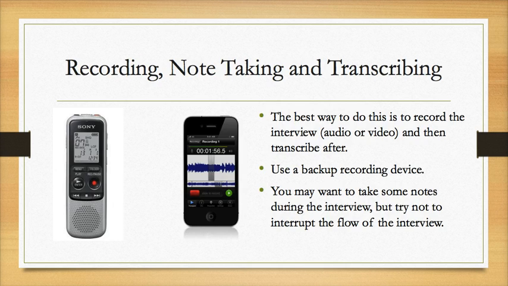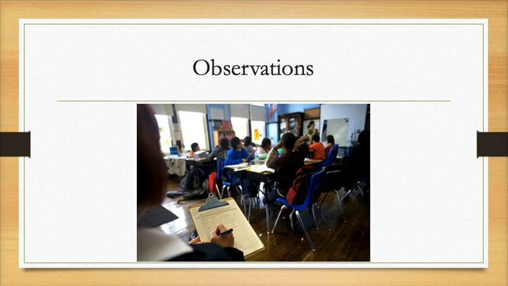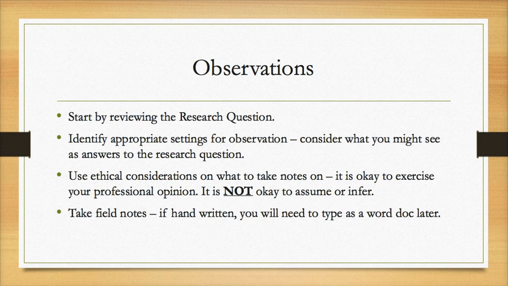Okay. All right. So next we're going to move on to observations. And observations is a second type of data collection in qualitative research. And so here are some best practices I want to share with you. So when you're planning for your observation, start by reviewing your original research question. And you need to identify an appropriate setting to observe and consider what you might see as an answer to your research question. So in other words, picking the right setting is really important, because if you pick the right setting, then what you observe will ultimately help answer that research question. It'll circle back to that research question.